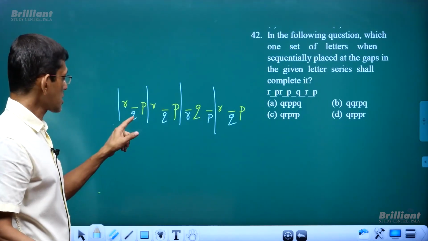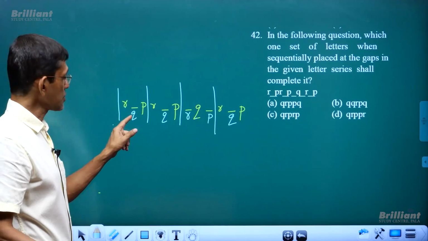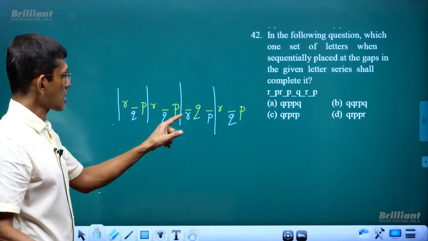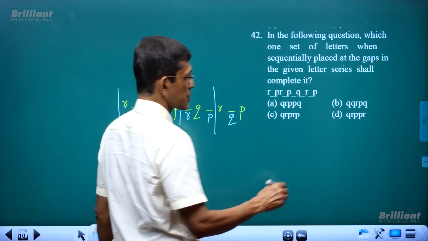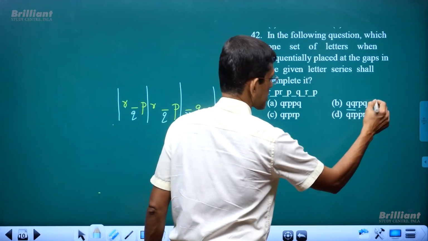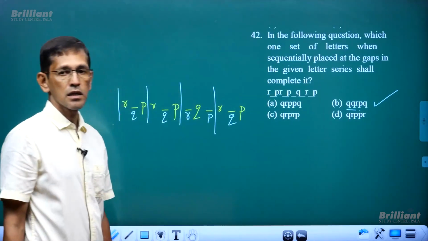So what is missing? These are the letters: Q, Q, R, P, Q. Done. Simple question.